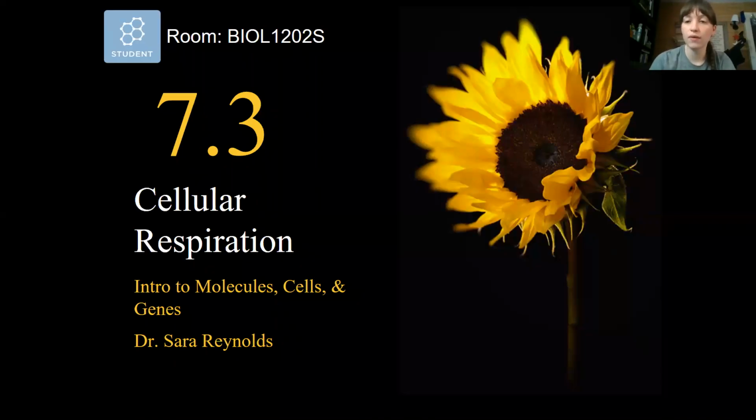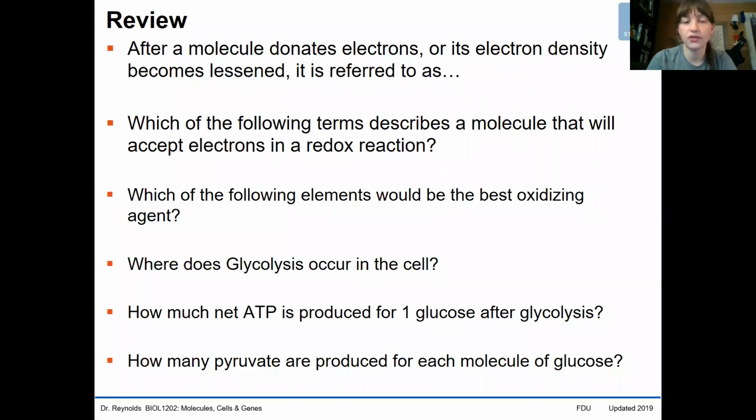Let's begin with a review of glycolysis. There are 11 questions for you to try on Socrative to see how you're doing with this process. And I can't emphasize to you enough, don't begin this video unless you feel pretty confident about the process of metabolism or your understanding of metabolism and the process of glycolysis first.